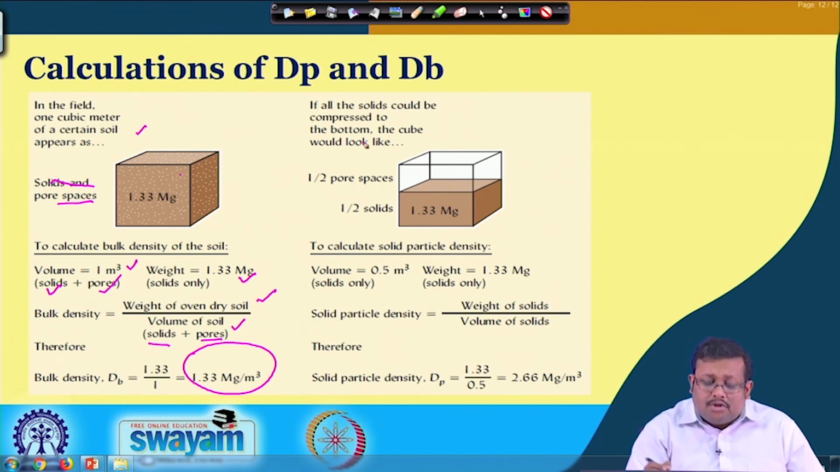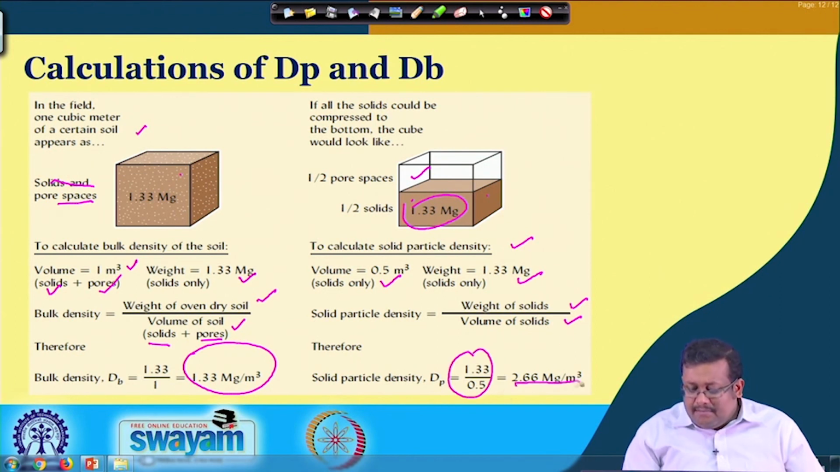If all the solids could be compressed to the bottom, the cube would look like this. You can see we are compressing the soil into half pore space and half solids. The solids still weigh 1.33 megagrams, and to calculate the soil particle density, the volume right now is 0.5 cubic meter and the weight is the same, 1.33 megagrams. Soil particle density is the weight of solids divided by the volume of the solids, so we are getting 2.66 megagram per cubic meter, or 2.66 gram per cc.